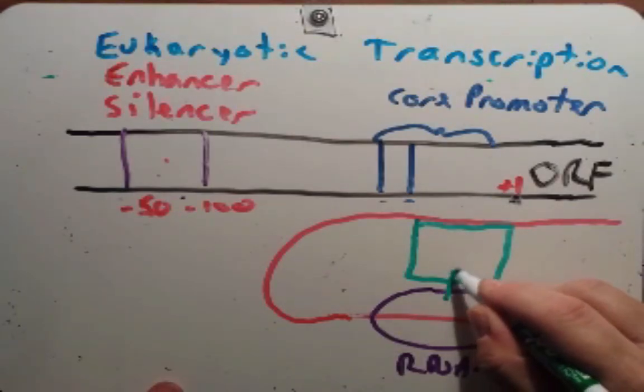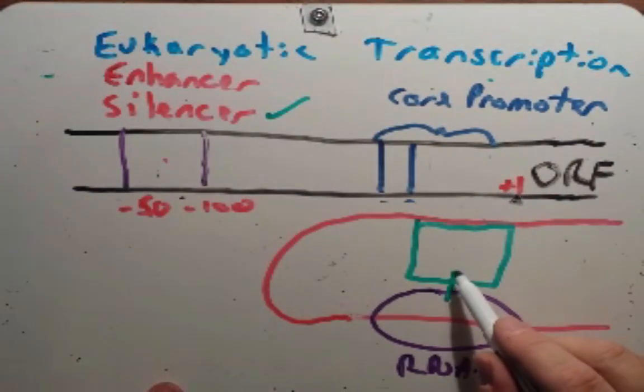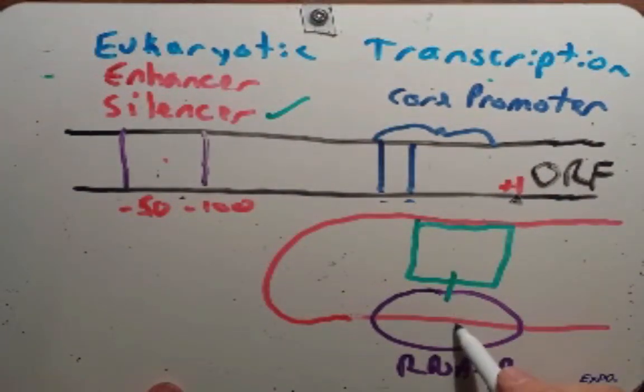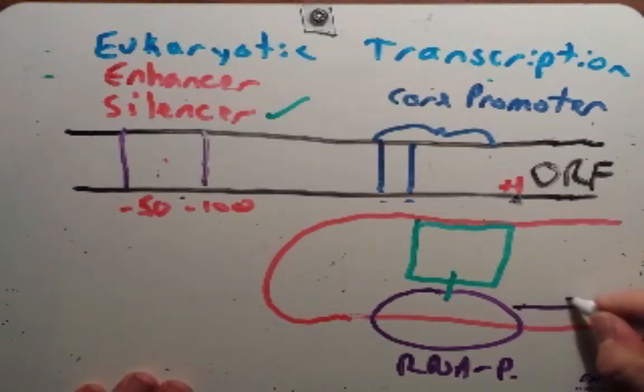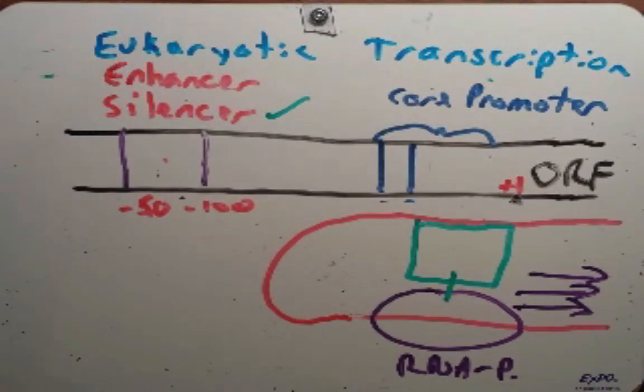And it can interact with this protein here by either preventing it from going forward if it's a silencer, but if it's an enhancer, it can bring in necessary proteins to make this RNA polymerase move much faster. So these enhancers and silencers act far away, but have a great effect on the overall transcription of a gene. Okay, let me go ahead and erase this.